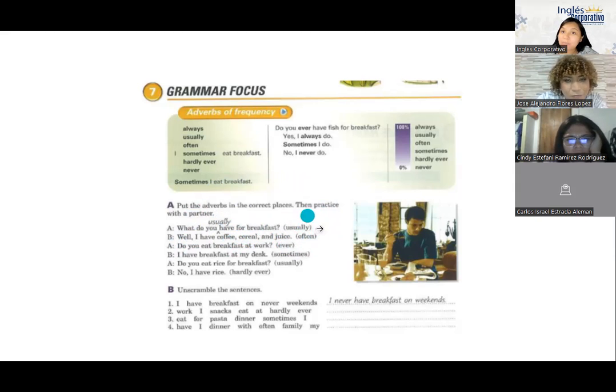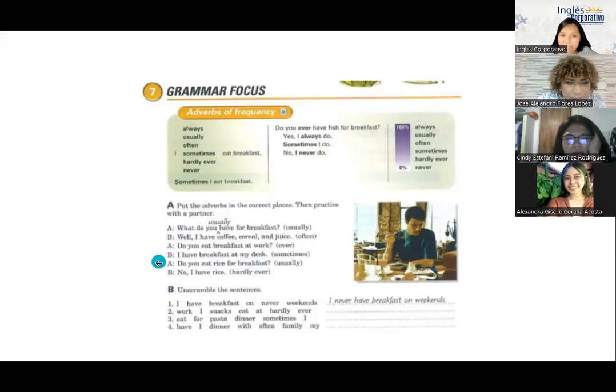La posición de los adverbios. ¿Se recuerda que lo vimos? Esas fueron las primeras clases que vimos. Entonces, la posición. Eso es lo que estamos estudiando. So, do you ever eat breakfast at work? Excellent. What about this? I sometimes have breakfast at my desk. Excellent. Next one.